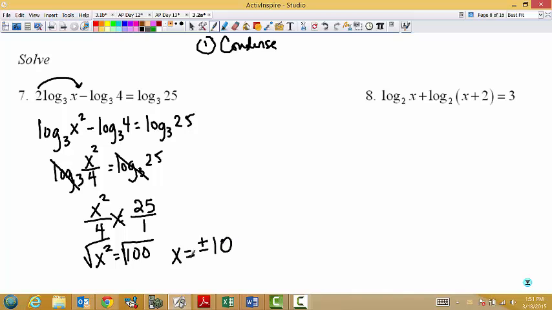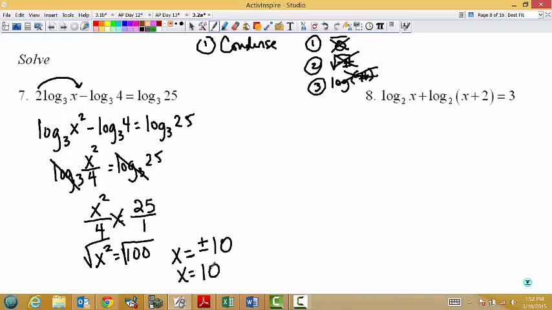But there's a rule. You can't take the log of a negative number. There's actually 3 rules in math. Rule number 1 was you can't divide by 0. 0 on the bottom, you can't do that. Rule number 2 was you can't take the square root of a negative number. Rule number 3 is you can't take the log of a negative number. So if I plug in a negative 10 right here, I would be taking the log of a negative number, so I actually throw it away, and my answer is just 10.